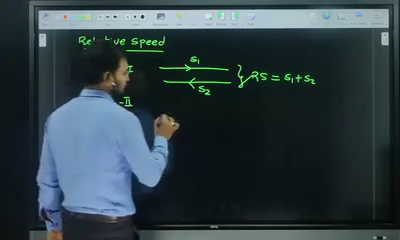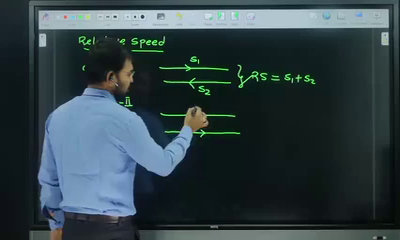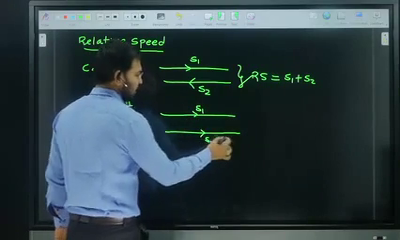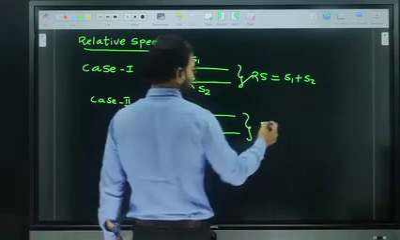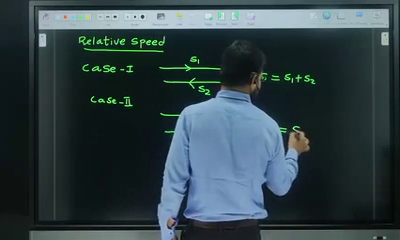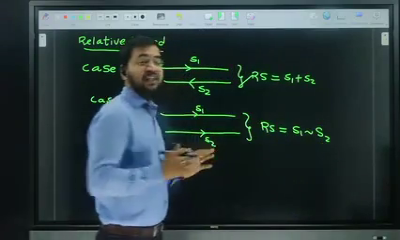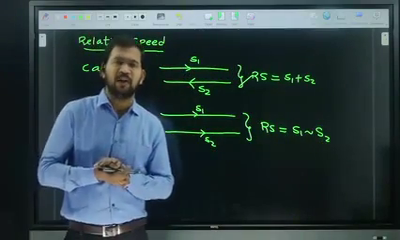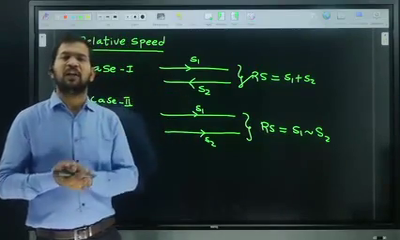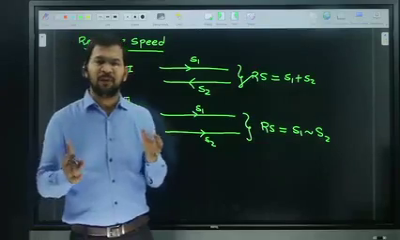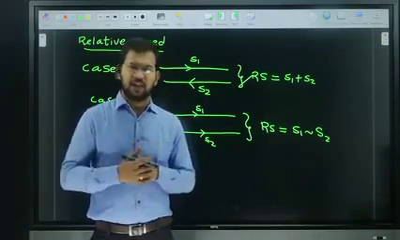Now coming to case 2. Whenever those two objects are traveling in the same direction, the relative speed of them is equal to the difference of their speeds. Not S1 minus S2 only, I am just saying difference of their speeds. If we go for S1 minus S2, S1 must be greater than S2. That is the reason I simply say the difference between the speeds is the relative speed. All of you clear?